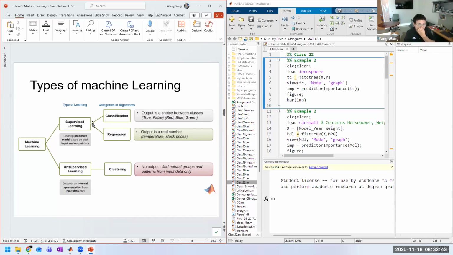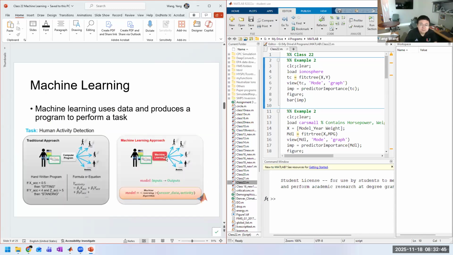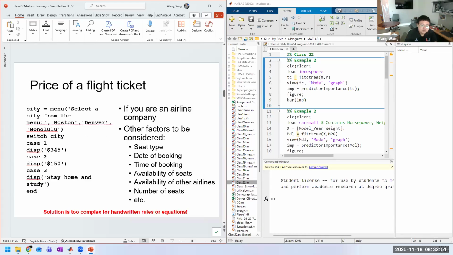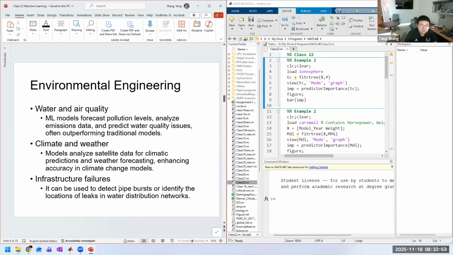One problem is a classification problem. Basically, telling the different types of activity is a classification problem. If you talk about environmental engineering, whether a pipe bursts is a classification problem because there could only be bursting or not bursting. The location of the leaks is also location A, B, C, D. So this is a category or classification problem.